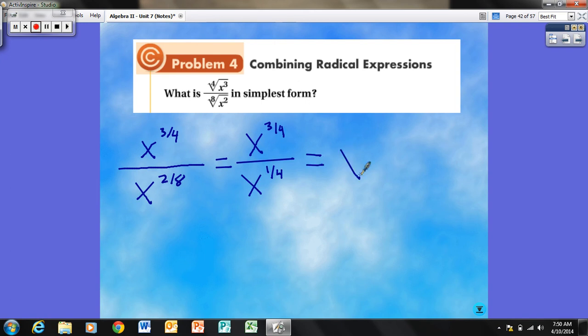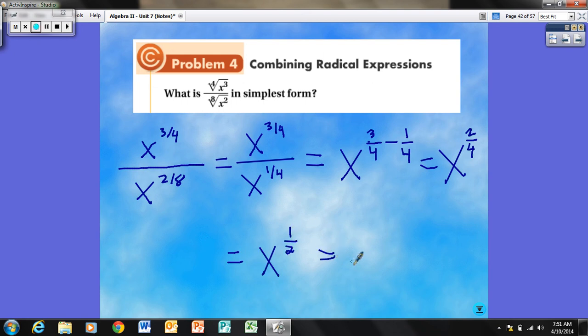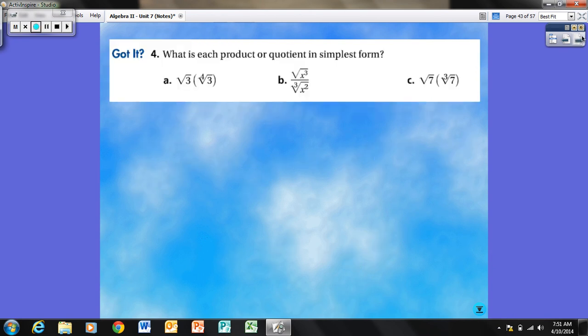And that's the same as x to the 3/4. Remember, this is from that very first page, properties of exponents, minus 1/4. And 3/4 take away 1/4 is how many fourths? 2. That's the same as x to the 2/4, which is really the same as x to the 1/2. And we know that x to the 1/2 is the square root of x. So sometimes putting it in exponential form helps you in order to simplify a problem.